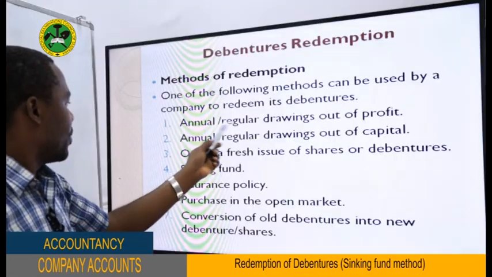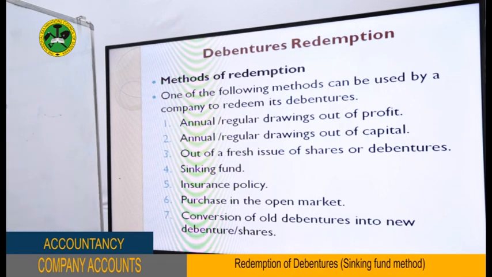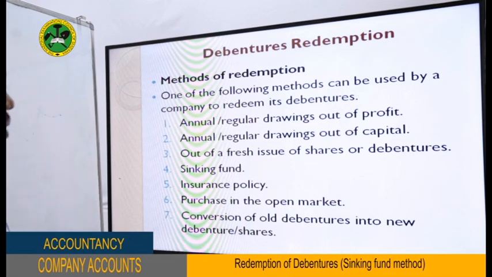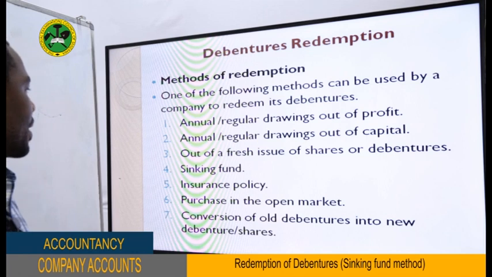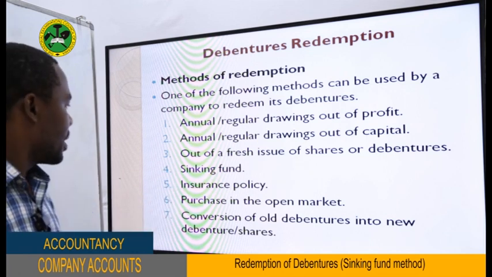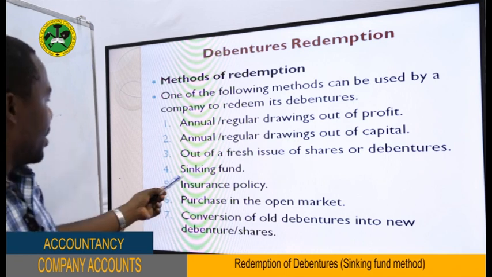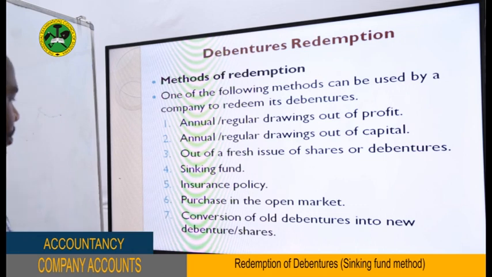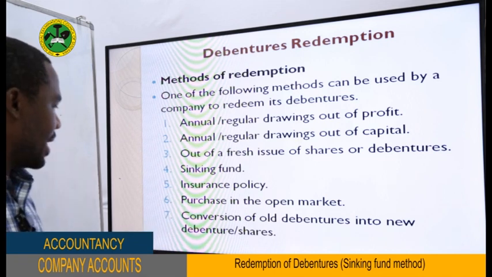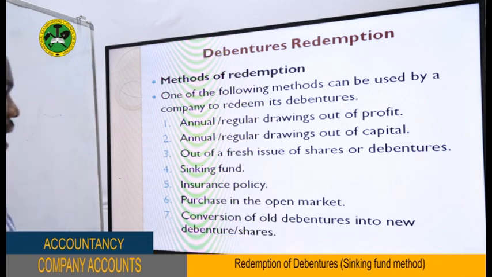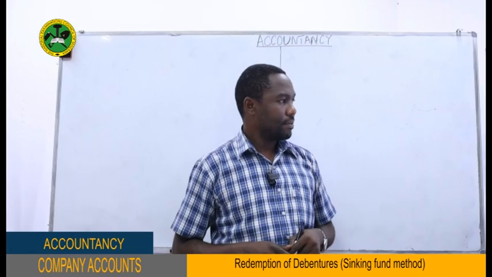As I said, you may use annual or regular drawing out of profit using internal sources, or annual regular drawings out of capital if you're using your own capital without replacing another capital. You may use either a fresh issue of shares or debentures. You may use sinking fund. You may use an insurance policy, or purchase in the open market, or the conversion of old debentures into new debentures or shares. So these are the main methods that you can use in debenture redemption.